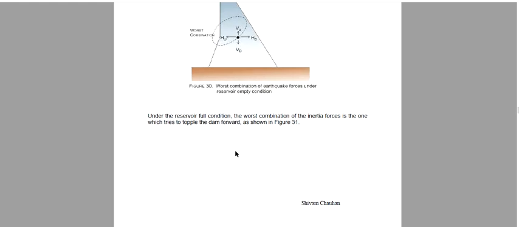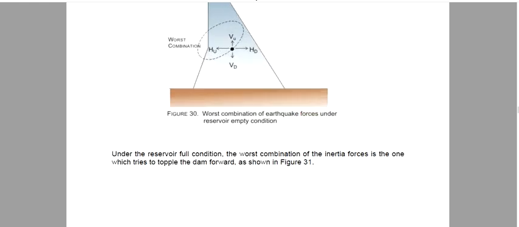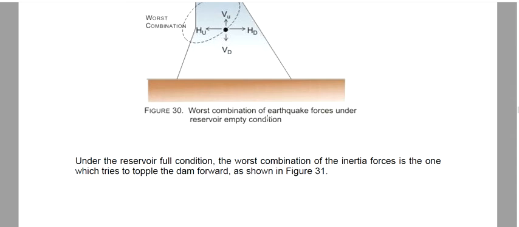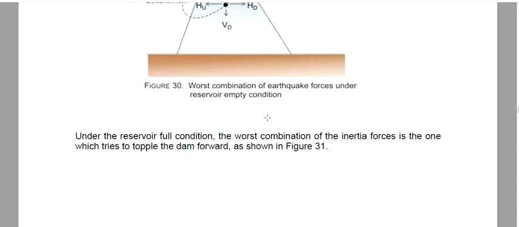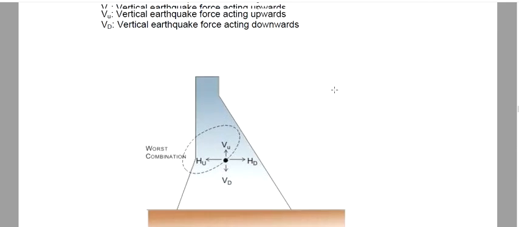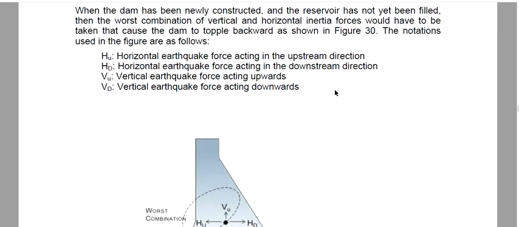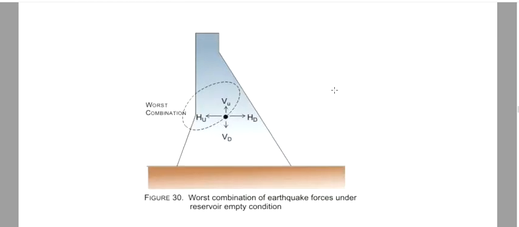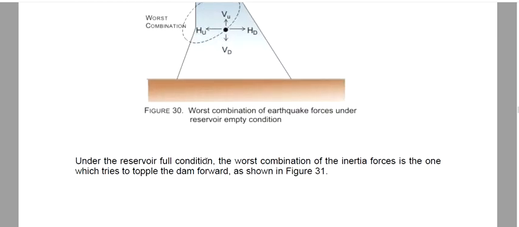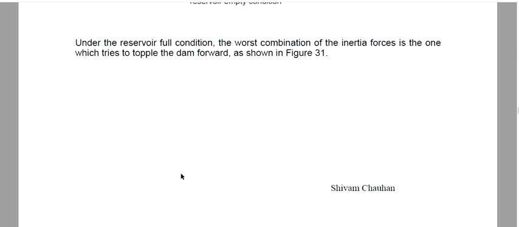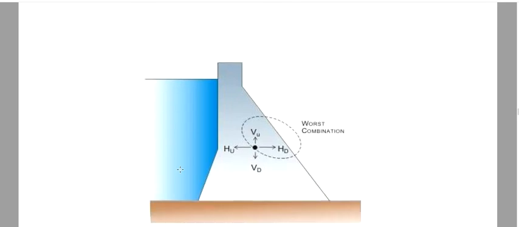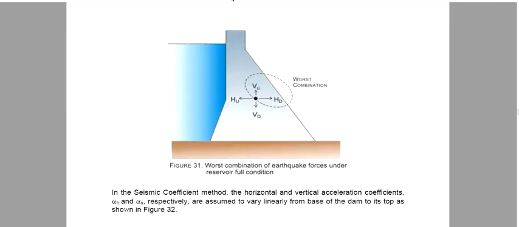Now, when the reservoir is in full condition, the worst combination of the inertia forces is one which tries to topple the dam forward. In the previous case, the dam is toppled in the backward direction. Now when the reservoir is full, the inertia forces try to topple the dam in the forward direction. So here is the case.